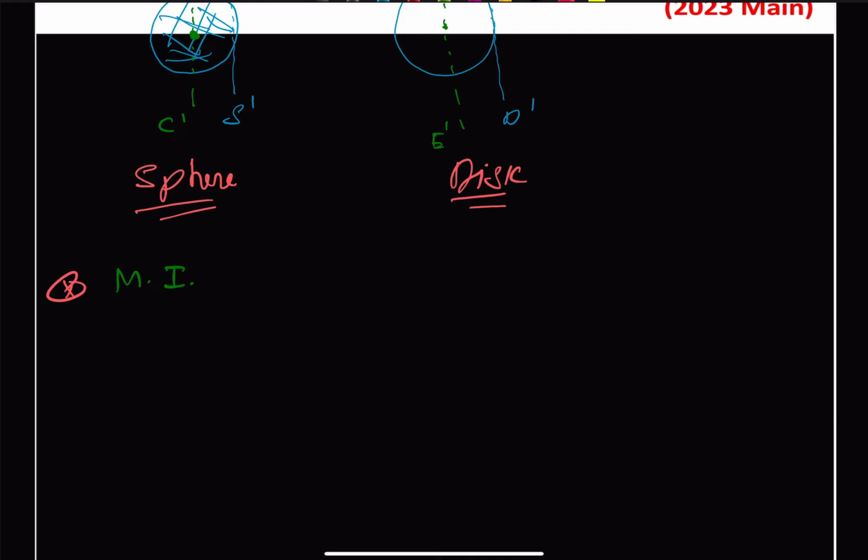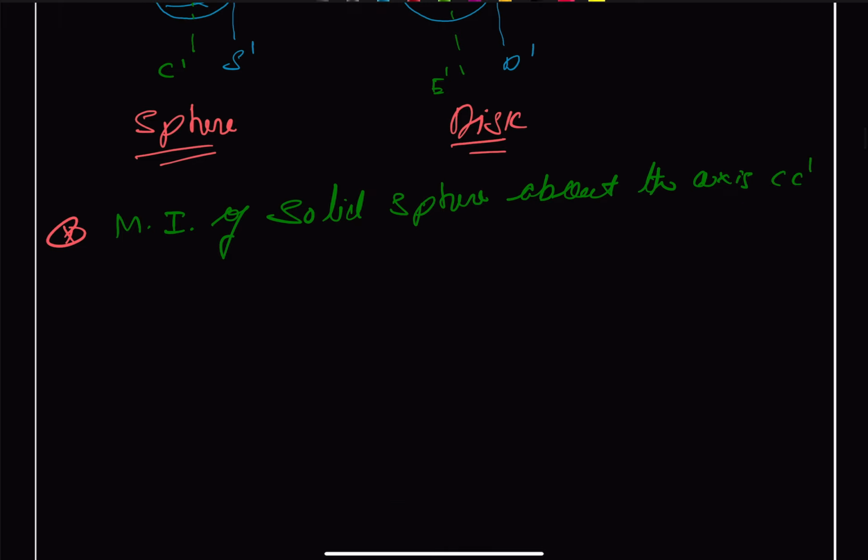So we can say the moment of inertia of the solid sphere about its center, about the axis, which we called C prime, let us call that I, C prime, and for the sphere that will be equal to 2 by 5 mass of the sphere and radius r square.